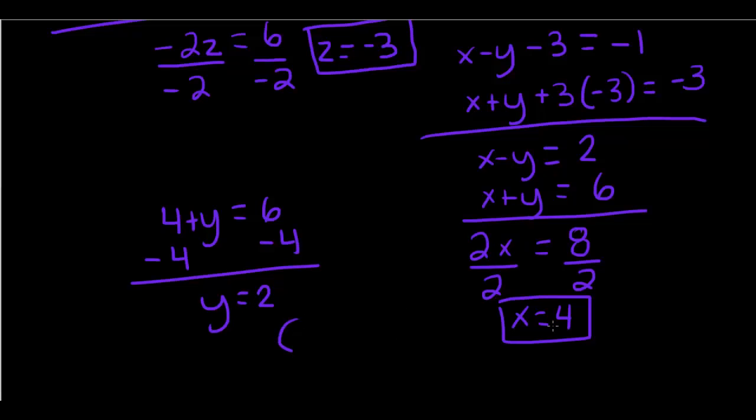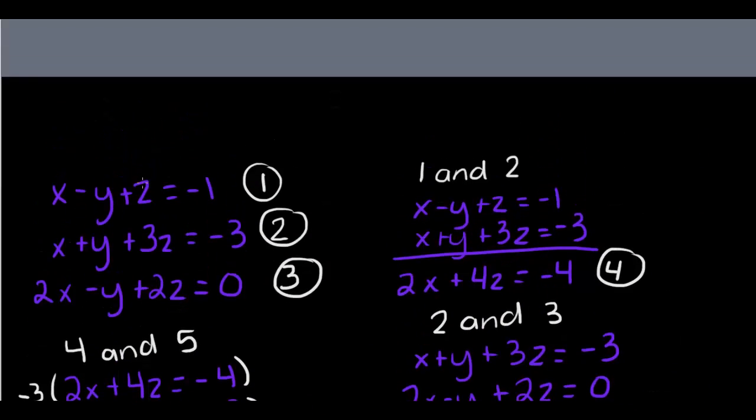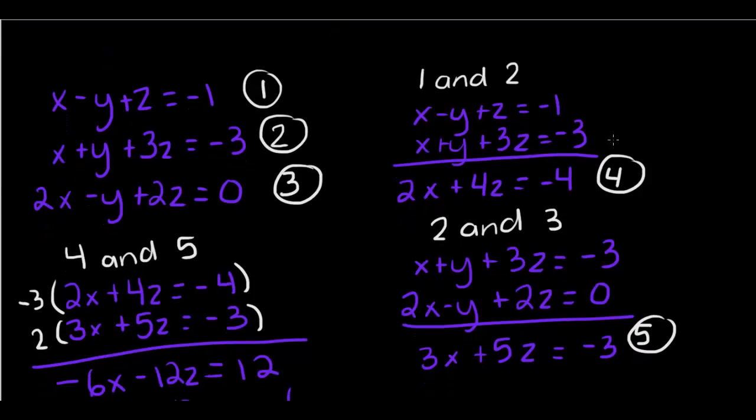So my answer is the value of x, which is 4, the value of y, which is 2, comma, the value of z, which is -3. So it's 4, 2, -3. If you go back up here and plug in the values of 4, 2, and -3, it is going to be true for all three equations. If it is not true for all three equations, then that means the answer is wrong. This is how you solve systems with three variables by elimination.